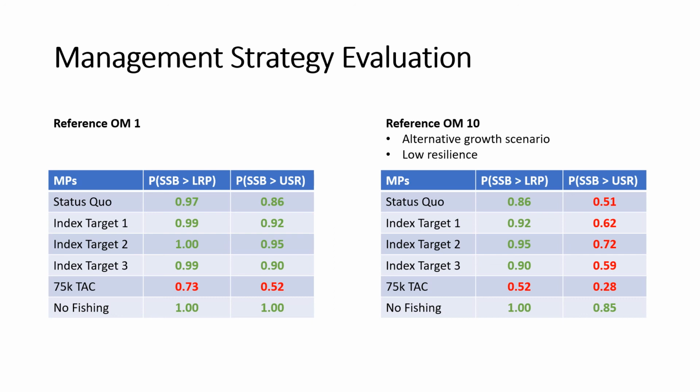The status quo and index target MPs all meet the minimum requirement for the first performance metric. However, all 4 of these MPs failed to meet the second requirement of 80% probability of rebuilding the stock above the upper stock reference point within the first 10 years. This suggests that more management procedures need to be developed that are capable of rebuilding the population under the conditions assumed in this operating model. This is something that we discussed in the next steps of the project, as well as continuing to develop the performance metrics that will be used to evaluate the management procedures.